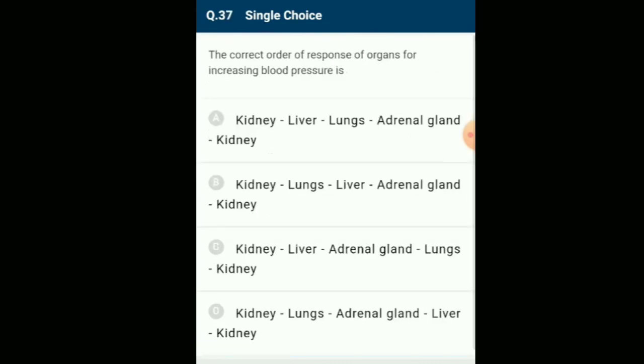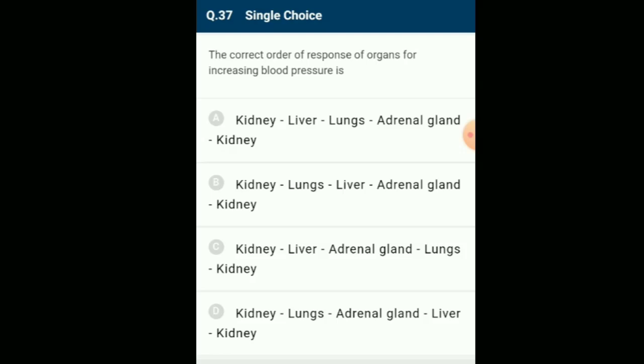Question number 37. The correct order of response of organs for increasing blood pressure is: decrease in blood pressure or GFR, that means glomerular filtration rate. In response, the kidneys release renin. Renin acts on the liver and converts angiotensinogen into angiotensin 1, and in the lungs, angiotensin 1 is converted to angiotensin 2 with the help of angiotensin converting enzyme.